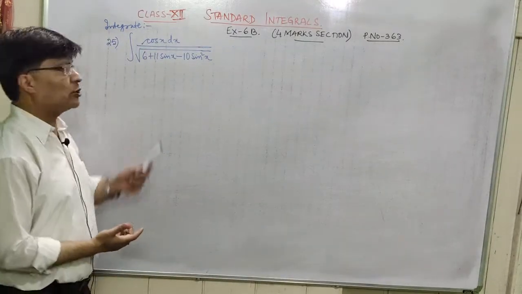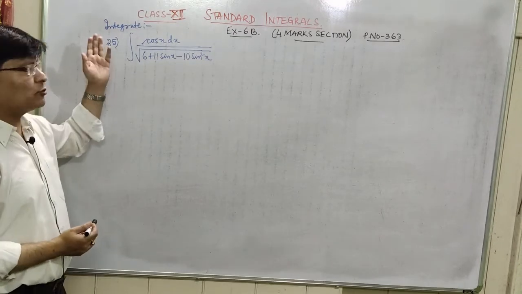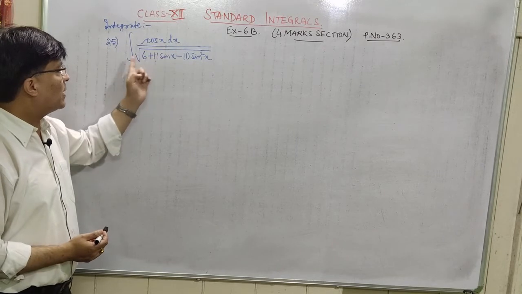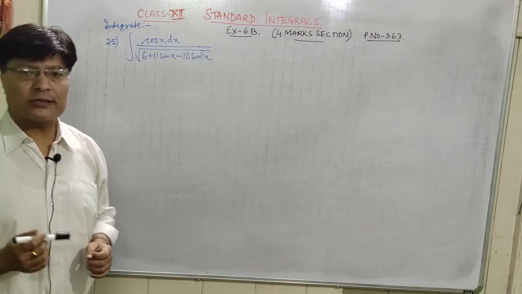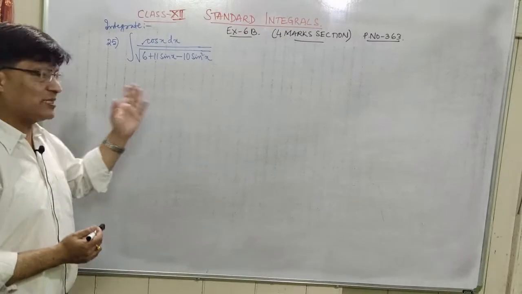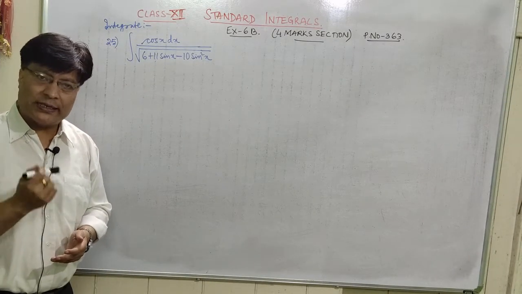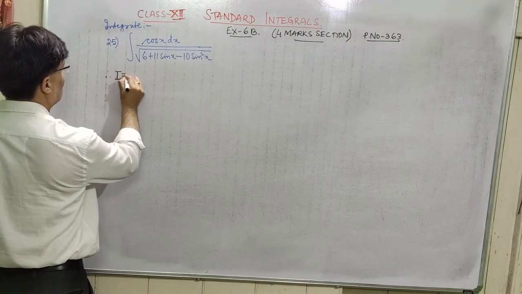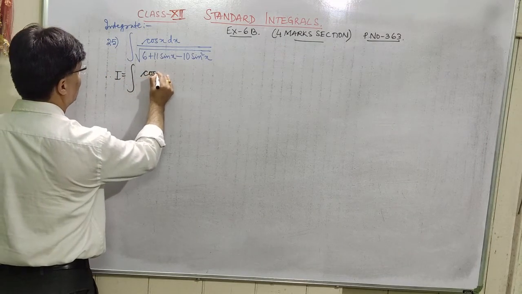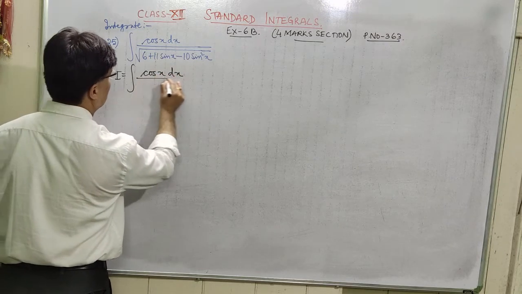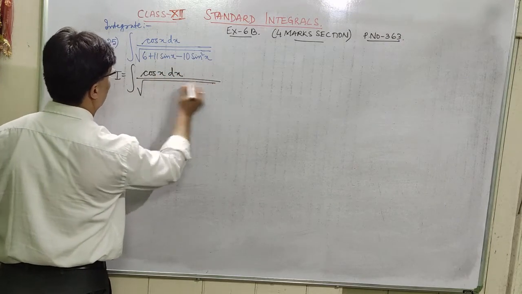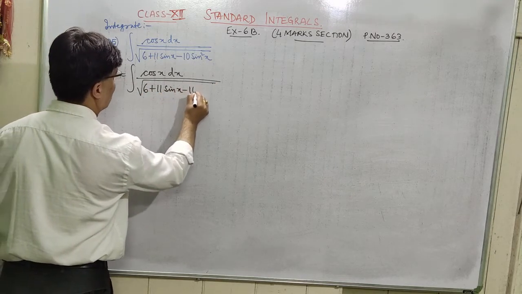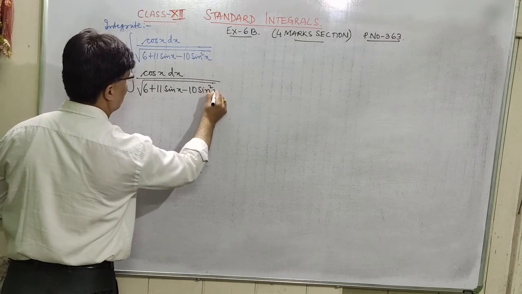Now we'll do question number 25. The question is, you have to evaluate this integration. Integral sine cos dx divided by within square root 6 plus 11 sine x minus 10 sine square x. So let us evaluate this integration. Okay, so therefore I is equal to integration of cos x dx divided by root over 6 plus 11 sine x minus 10 sine square x.